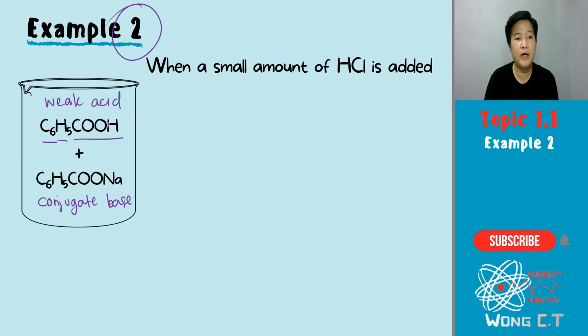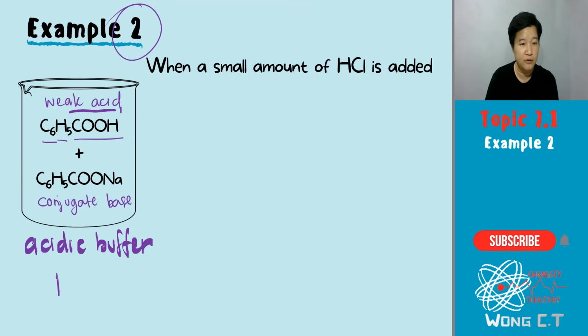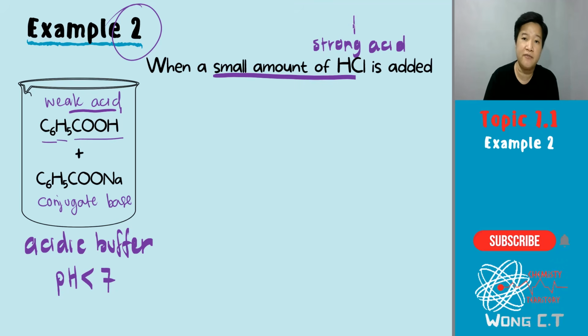So as always, when you have a buffer solution, you need to determine the type of buffer. It's a weak acid over here. Therefore, this will be my acidic buffer. And since it's an acidic buffer, you should know the pH value will be less than 7. Okay? And in this question, a small amount of your HCl. Your HCl over here is your strong acid. And the strong acid will definitely have the presence of your H plus. Okay? So, your HCl is added into your buffer solution.